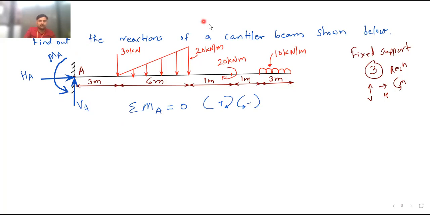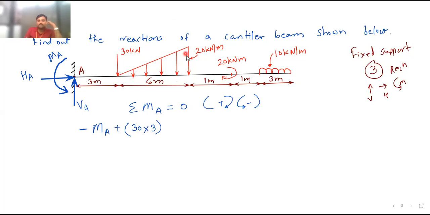Okay, so therefore this MA I have taken in anti-clockwise direction, so I will write here minus MA like this. Okay, then the moment of this 30 Newton force. It is at a distance of 3 meters from this end, and it is moving downward, so it will rotate in clockwise direction. So this is plus. So here I will write plus 30 into 3.